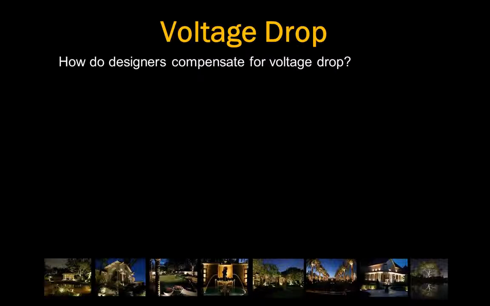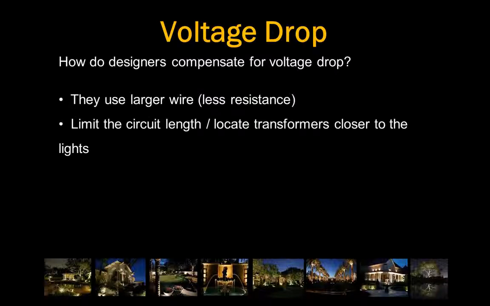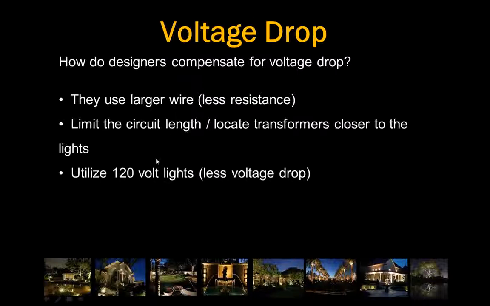So how do designers compensate for voltage drop? Well, first they'll use larger wire. I'll just put 10 gauge in the ground and that'll work. They limit the circuit length, which means they'll shorten that length coming out of the transformer, but then use more transformers around the property in order to get the lights to work. They won't do anything at all, and they'll leave it up to the electrician to design it at 120 volts.